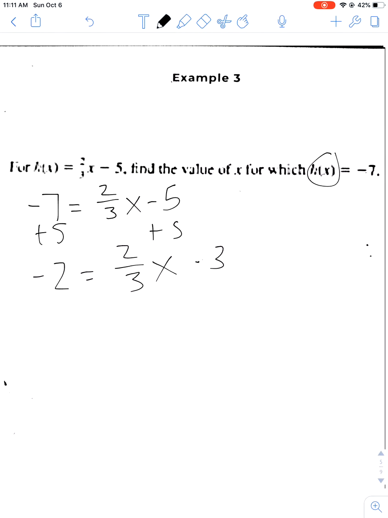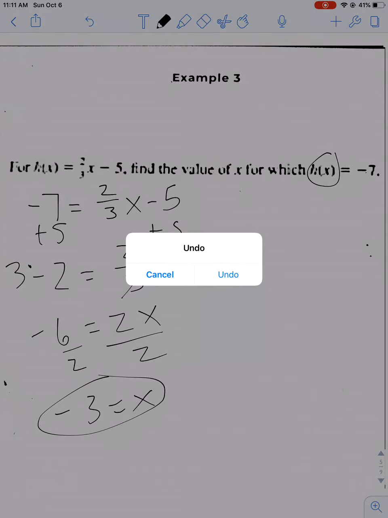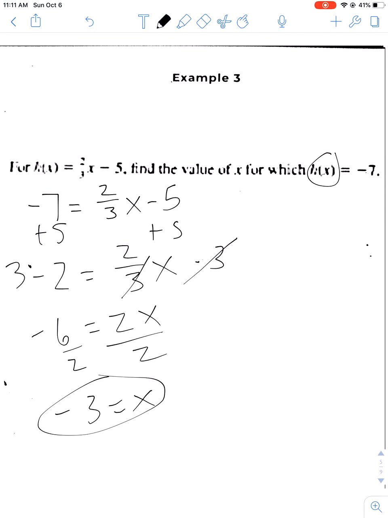Times both sides by 3 to get rid of the 3. Negative 2 times 3 is negative 6. And then finally divide by 2. So I get negative 3 equals x. And that's all it wants. It just wants you to find the value of x. Well, x is negative 3. We just found that out.